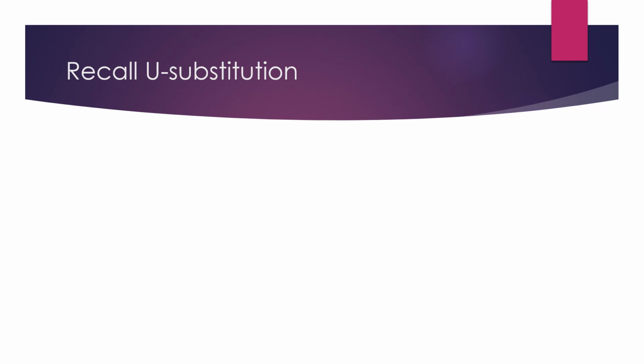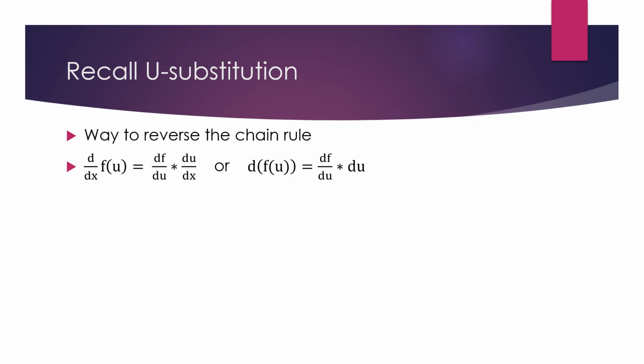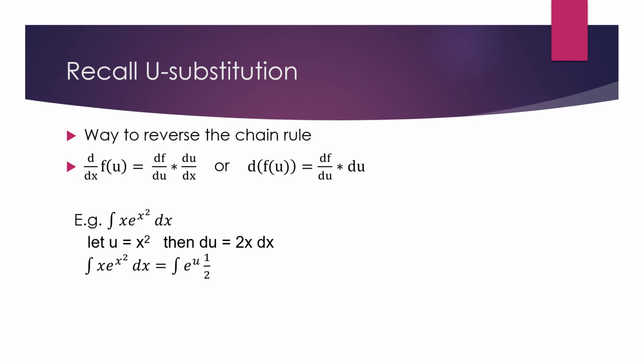Students often get confused between u-substitution and integration by parts. Let's recall u-substitution. It's a way to reverse the chain rule. Let's look at the example here: the integral of x e to the power of x squared dx. Here we can let u equal x squared, then du equals 2x dx. Then we can substitute for x dx, and we get the integral of e to the u times 1/2 du. So finally, we can use u-substitution to solve this problem.